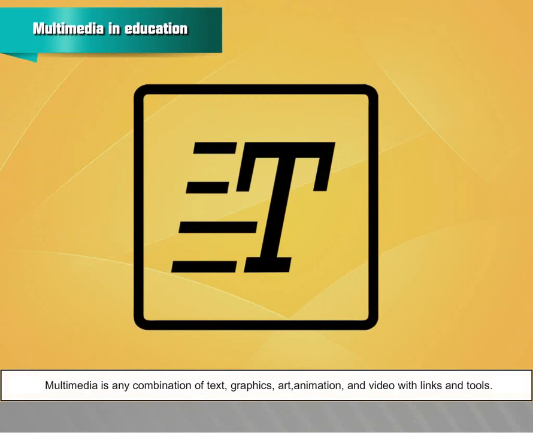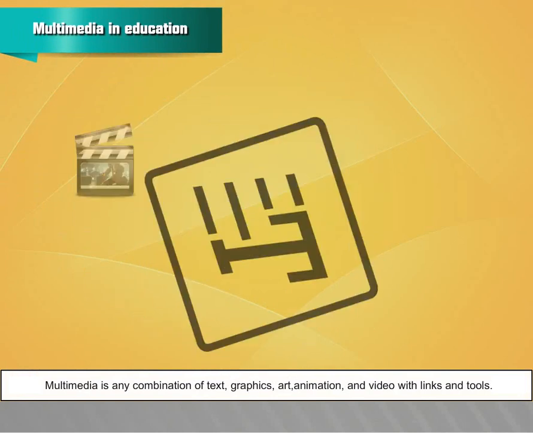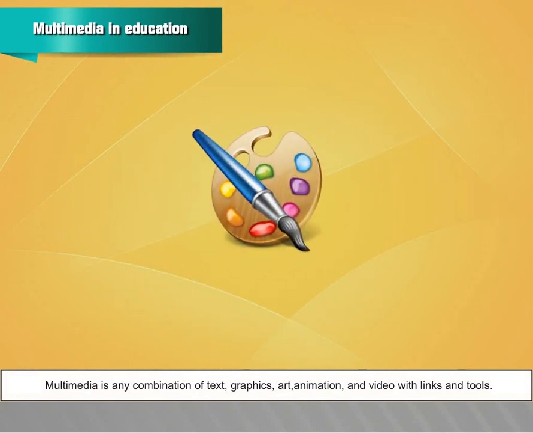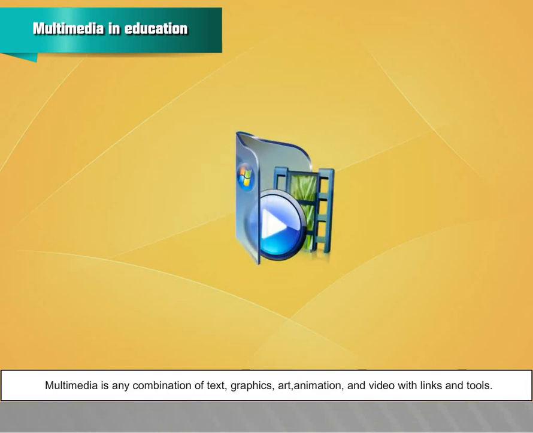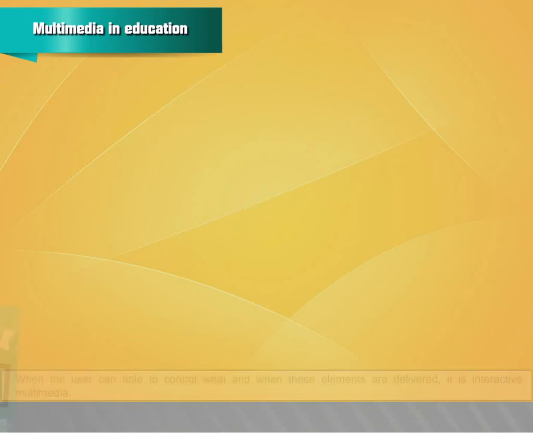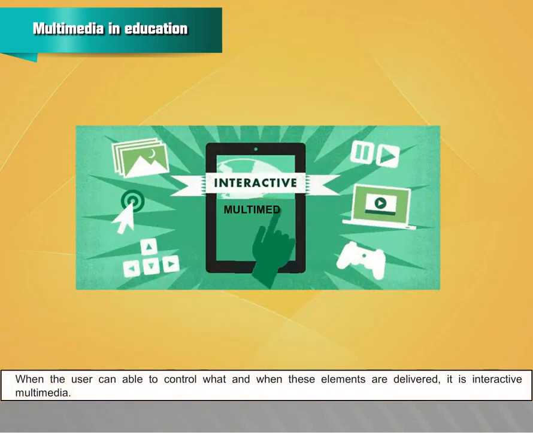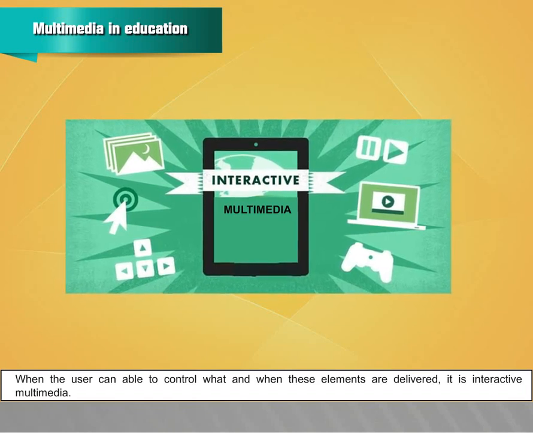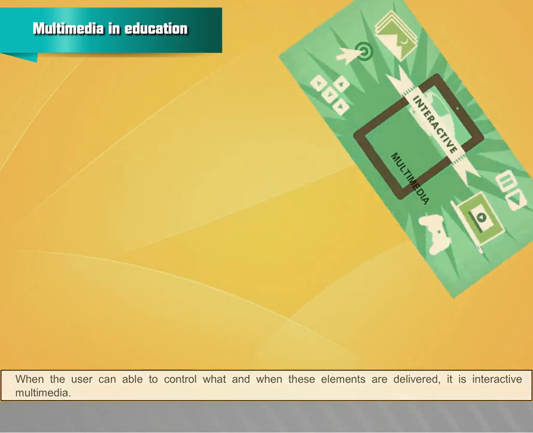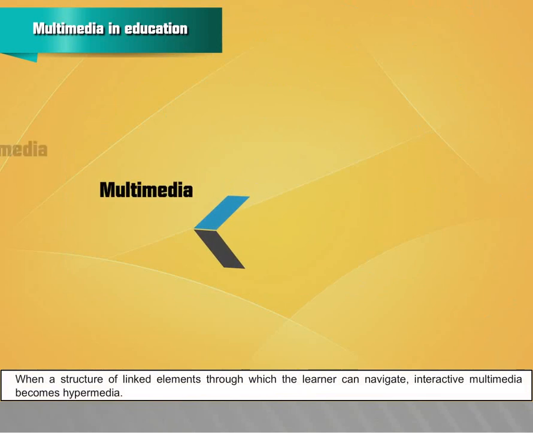Multimedia is any combination of text, graphics, art, animation, and video with links and tools. When the user is able to control what and when these elements are delivered, it is interactive multimedia. When there is a structure of linked elements through which the learner can navigate, interactive multimedia becomes hypermedia.